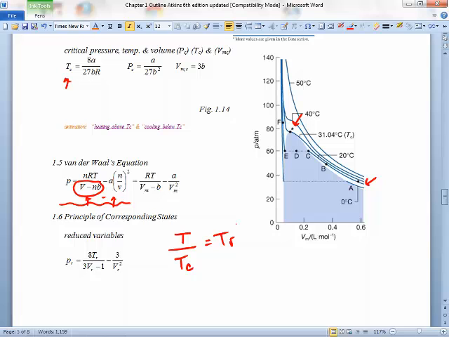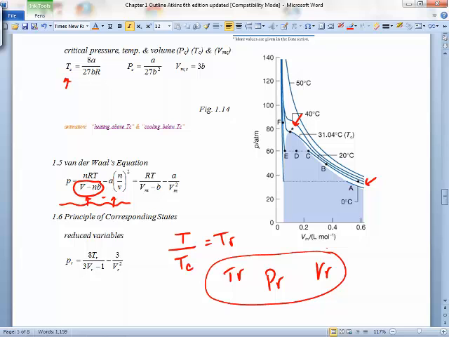But then they have some other equations in here, and the reason they're talking about T_R, reduced temperature, P_R, reduced pressure, and V_R, reduced volume, is that you could have these for all these different gases, helium and neon, for example. If they have the same reduced temperature, reduced pressure, and reduced volume, they are in the same state. That's the principle of corresponding states.